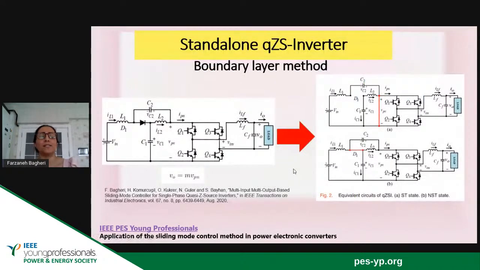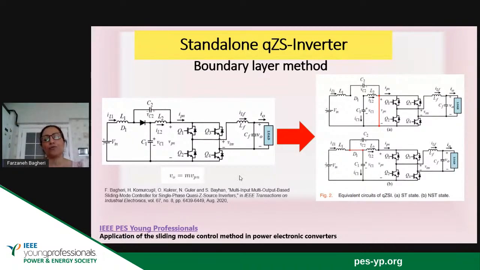For solving this variable switching frequency in another paper, we have proposed a boundary layer method. This boundary layer method is used in a standalone quasi-Z source inverter. Quasi-Z source inverter is a kind of inverter that is using a quasi-Z source after the DC input voltage. If you do not have enough information about the quasi-Z source, you can go through this paper and find some ideas about the quasi-Z source, how is the modulation method of this system.